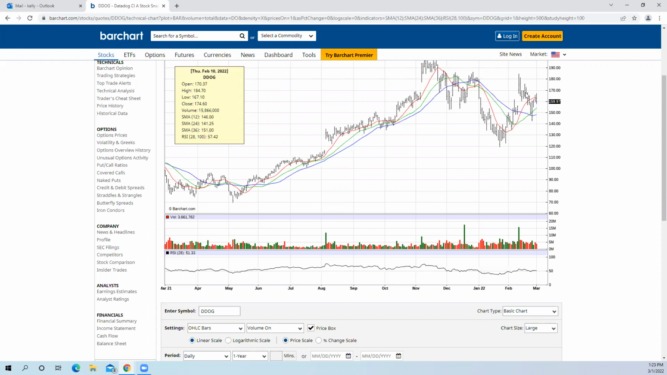So this is not a bad formation if this thing is going to have legs. If this is a dead cat bounce and we're going right back in the soup, then you can forget about the rest of the formation.